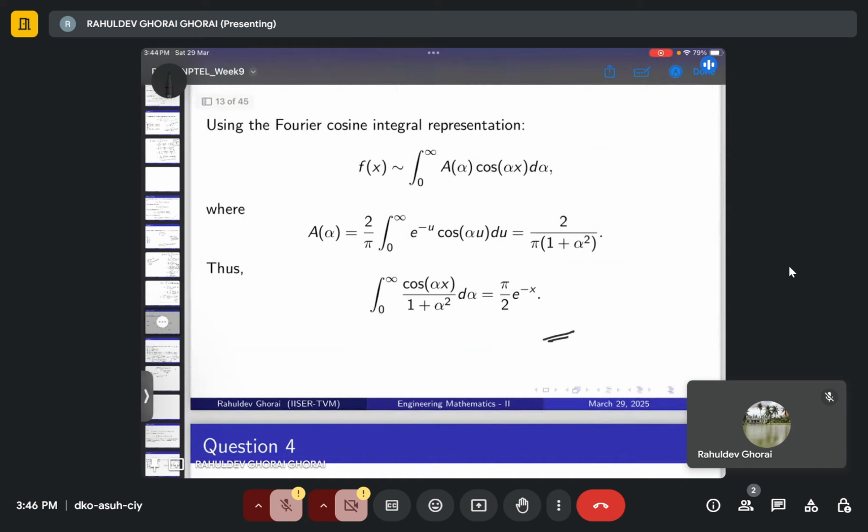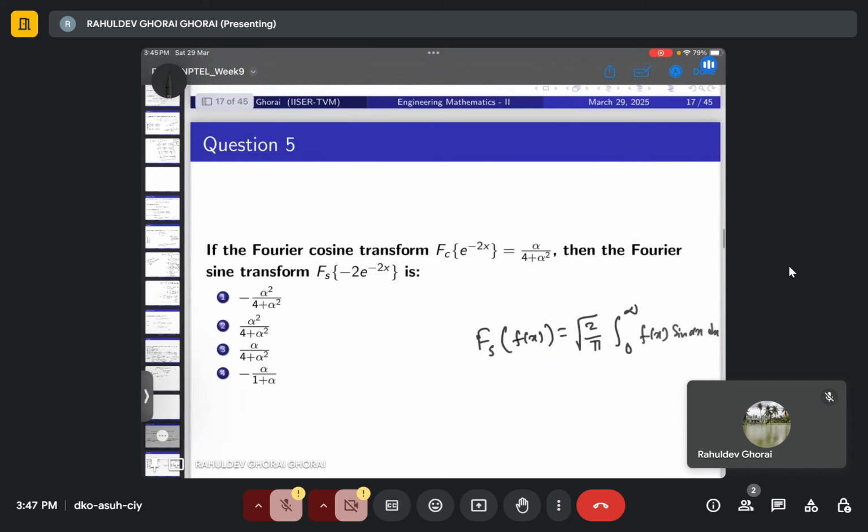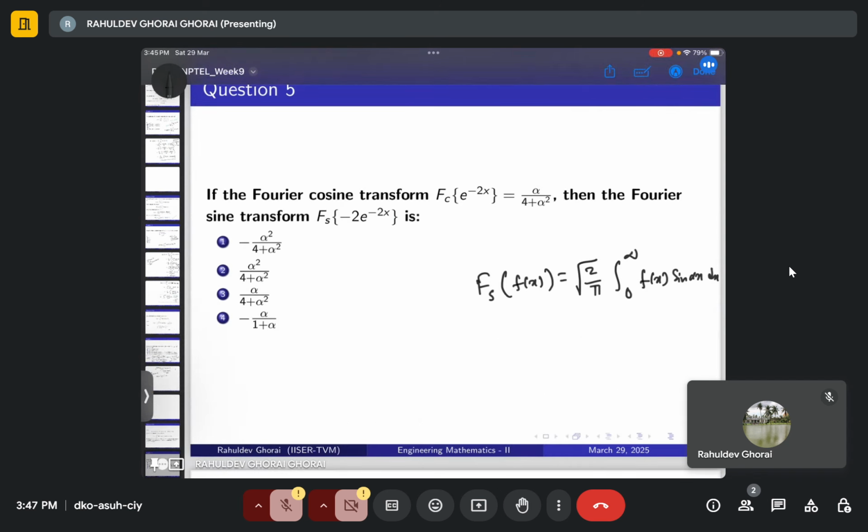See, the value of this integration, cos alpha x over 1 plus alpha squared, you just take x equal to 1, that is not a problem. But how do you solve the integral of cos alpha over 1 plus alpha squared from 0 to infinity? Those are not easy, but if you use this, you can obtain it. Those are okay, but the thing is, how are the Fourier transformation and the Fourier integral related? Is there any relation between them?